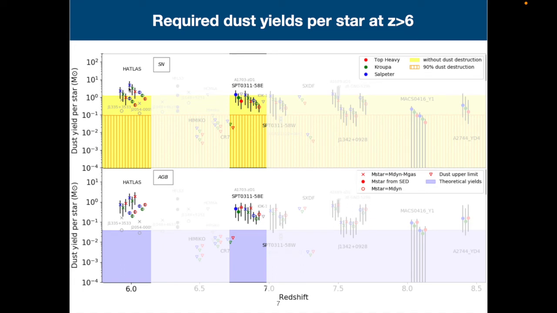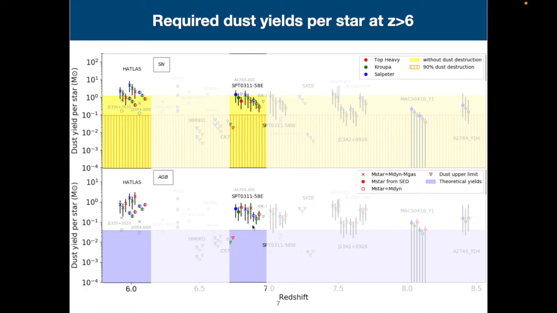So these 2, H-Atlas and the SPT East region. For these galaxies, the required dust yield per star is about 0.1 up to 1 solar mass. This is close to the maximum dust yield predicted by simulations, as you can see, and to the highest observed values. Therefore, it is in principle possible that dust in these galaxies was formed by supernovae, but that would require weak dust destruction and very efficient production.